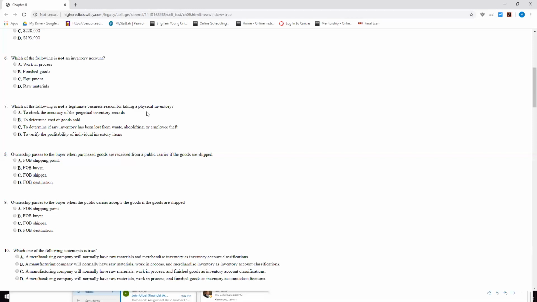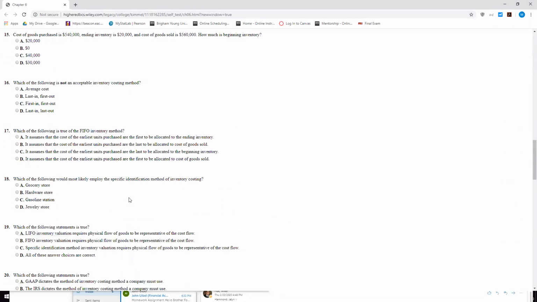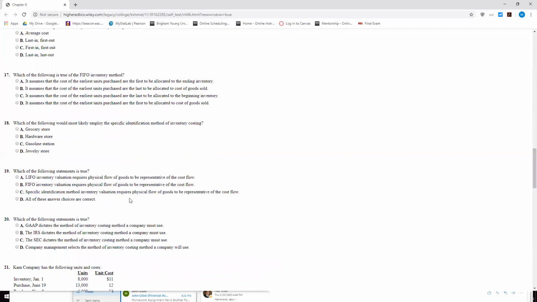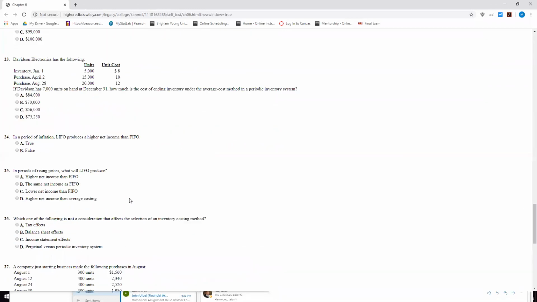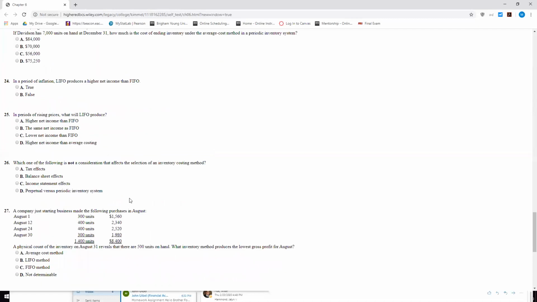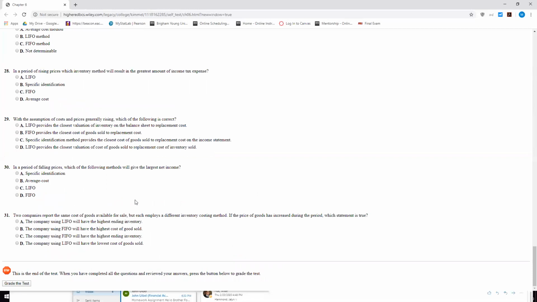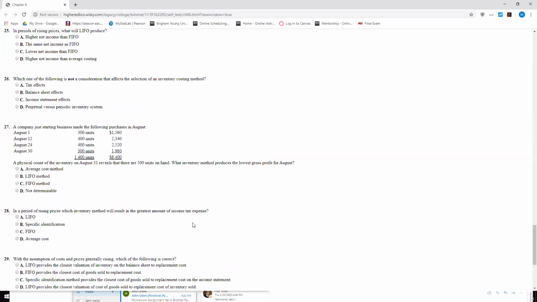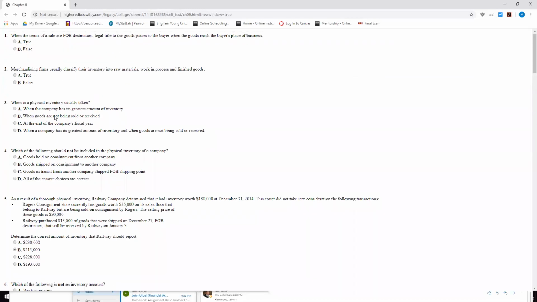Anyway, then there was another one that said what's not included in a physical inventory, but maybe I read it wrong. Or maybe that was part of me trying to figure out that question. I don't know. Let's see. There's so many. Okay. Which of the following should not be included in the physical inventory of a company?